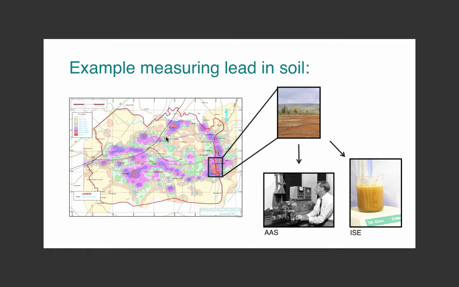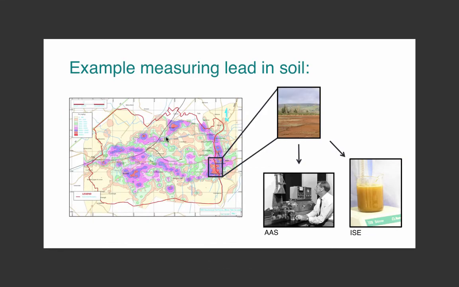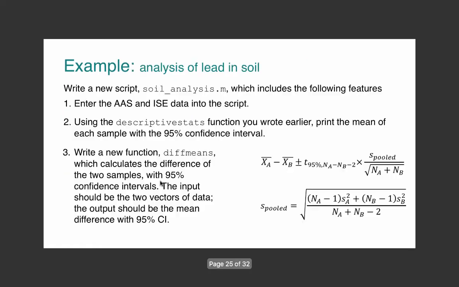Here's the second example: measuring lead in soil. You have two different methods of measuring lead in soil, and it takes a while to measure, so these could be the different measurements. Of course, there are going to be errors in the measurements. This is the measurement of milligrams of lead per kilogram of soil.